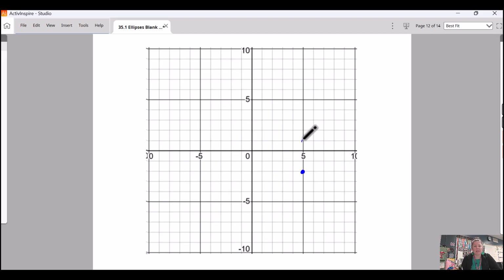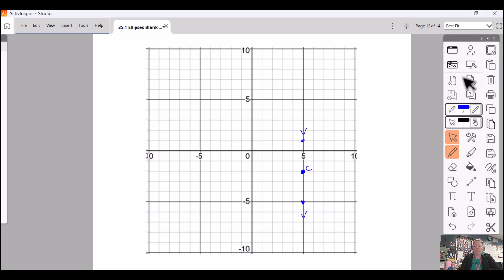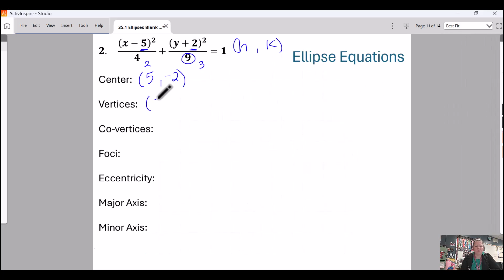So I'm going up 3 spaces, and that's going to be at 5, 1, and I'm going down 3 spaces to 5, -5. This is a vertex, and this is another vertex, and that's my center. My 2 points on my vertices are 5, 1, so -2 plus 3, and then -2 minus 3 is -5. So if you like thinking about it with algebra and adding and subtracting, do it that way. If you like thinking about it from the graph perspective, do it that way.